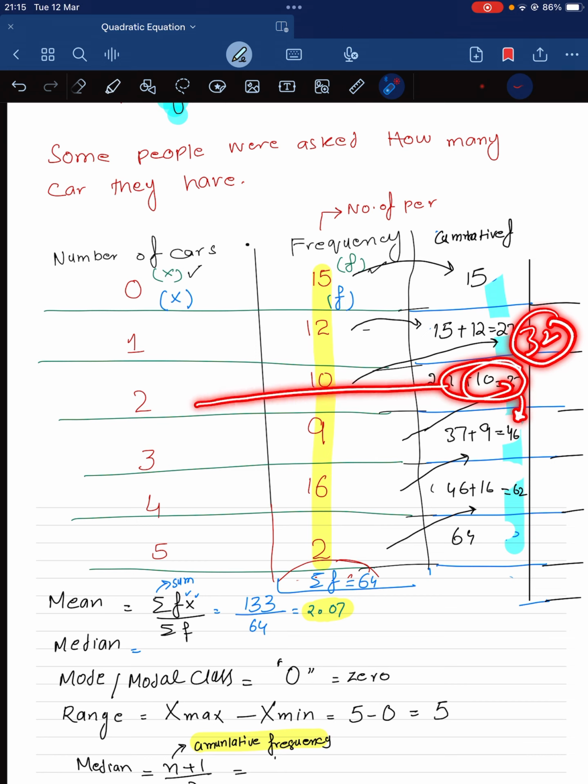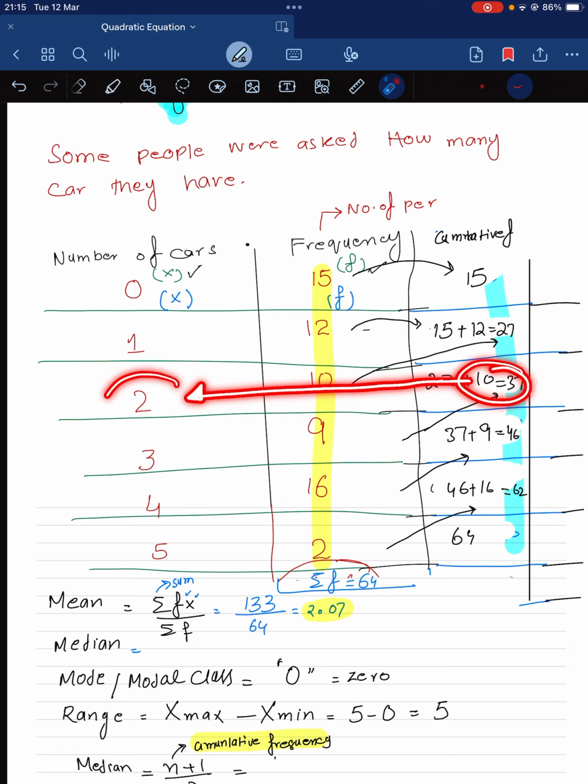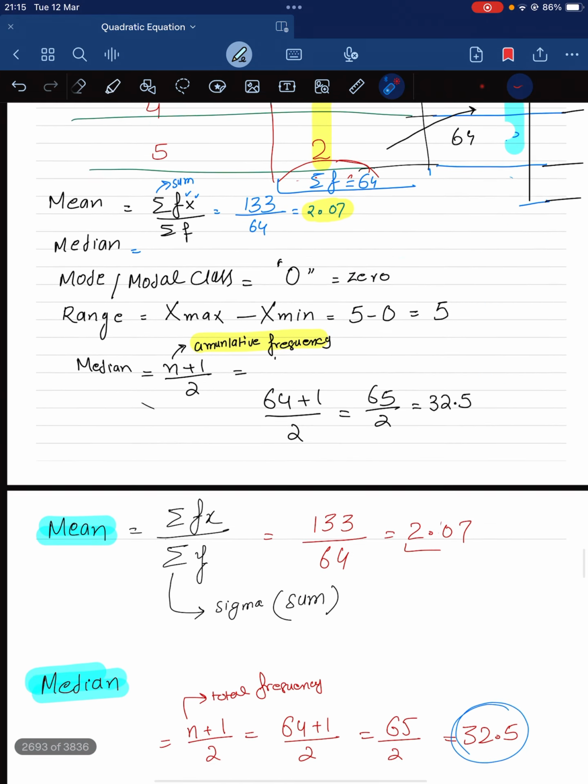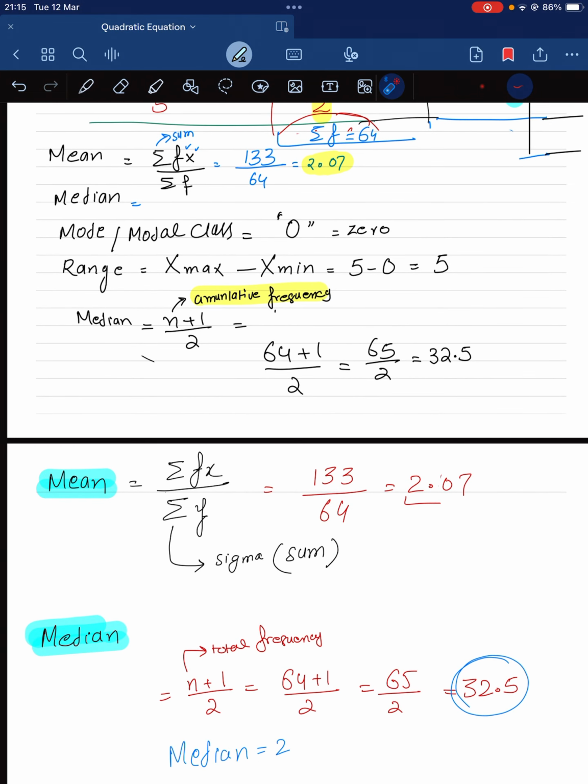Now you need to go to the value of x against this value. This will give you the median. The median is basically this value. So the median for this one is 2, right?